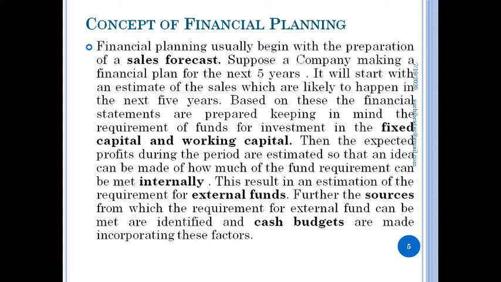Now, whether that profit will be sufficient for investing in fixed capital and working capital, that they will again see, and after that they will see whether the required amount of fund can be generated completely from internal sources. One example of an internal source is retained earnings, or shareholders' investment, or whatever money comes from shareholders. Now the rest of the amount which cannot be generated through internal sources has to be raised from external sources. So this is financial planning.